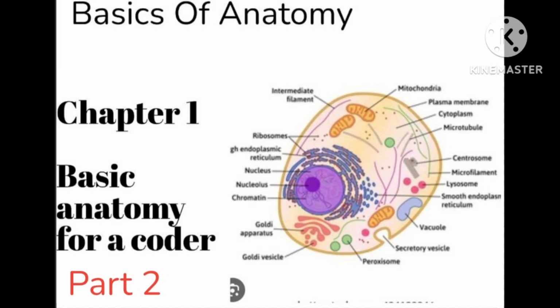Today we will discuss the basics of anatomy, pending topics. Last section we discussed cells, tissue, organs and systems. Today we'll start with body cavities.